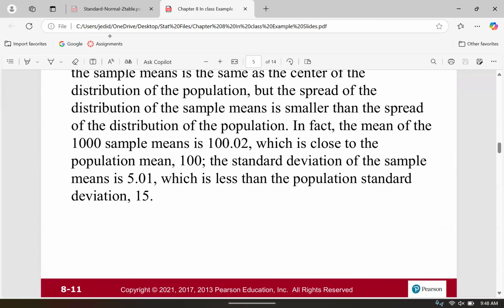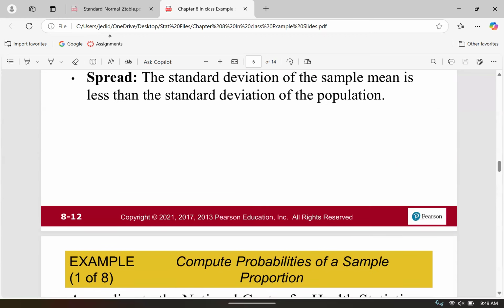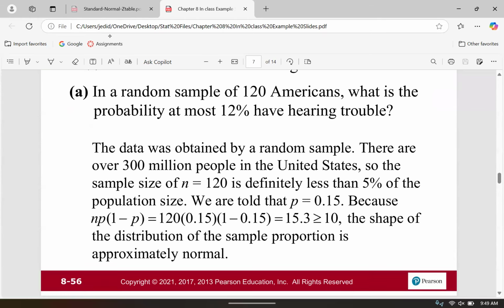Let me go through that. A couple important things, the shape of that. So we always look at, is it symmetric? Is the center where it should be? We know our spread, our standard deviation, can make our graphs look a lot different.